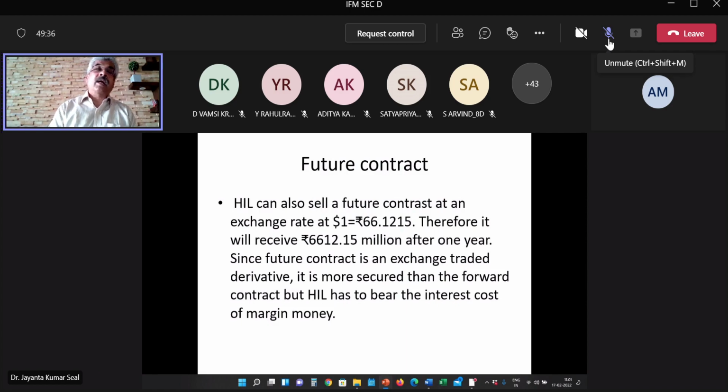And also it is an exchange traded product, so it is more secure, but you have to pay brokerage and there is margin money, so you have to bear the interest cost on margin money. So ultimately it will be more expensive than a forward contract. Is that clear? Yes or no?